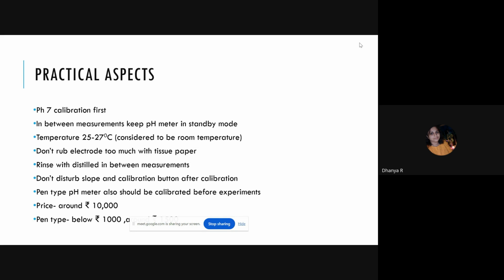Don't disturb the calibration button or the slope button. These are the two buttons which we used for calibration. So ये दोनों button को after calibration don't disturb these buttons. Pen type pH meter also should be calibrated before experiments.